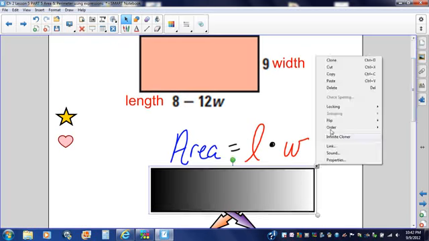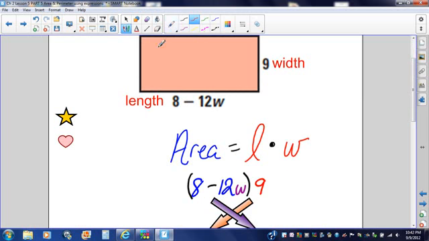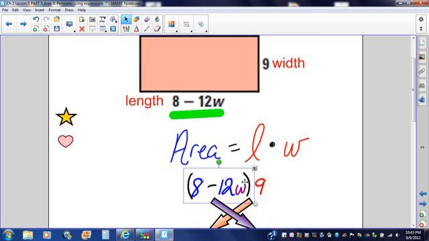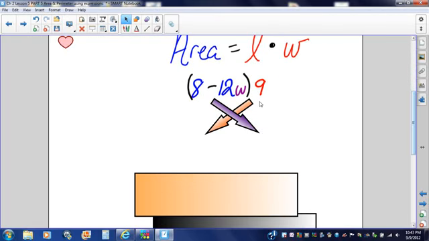So I am going to take the quantity 8 minus 12w. So I have 8 minus 12w, but I have it in parentheses because it is a quantity. We want both 8 and negative 12w. And we're going to times that by our width, which is 9. Now remember, last week we said this gets pretty confusing when you're doing the distributive property, so why don't you put the 9 in the front, and then why don't you put the 8 minus 12w in the back.